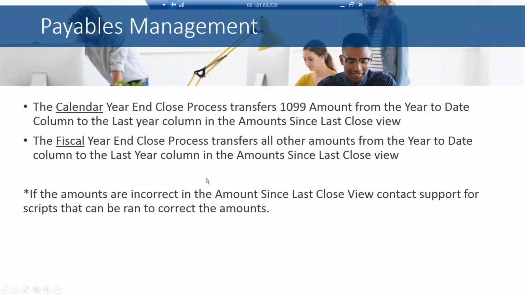There's a little bit of difference here in that the calendar year end close process transfers the 1099 amount from the year-to-date column to the last year column in the amount since last close view. Okay. The fiscal year end close process transfers all other amounts. So you're going to have billed to date by the vendor, the amount you've paid them to date, etc. There's a number of those types of things in there. And the fiscal year closes everything out, zeroes everything out, except for the 1099 amount. Again, I'll just reference the fact that there are some scripts that can update the amount since last close view if you don't do that at the proper time. You can reach out to Socius to talk to us about how we can get those scripts and make sure they get run.